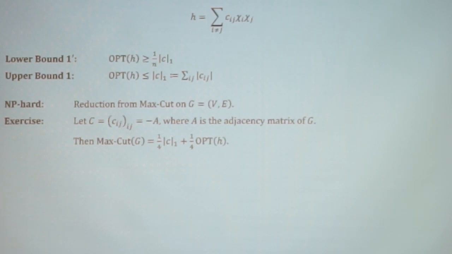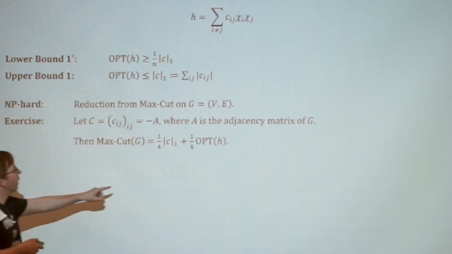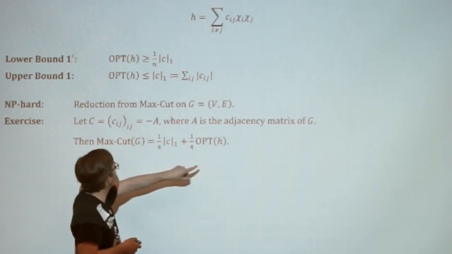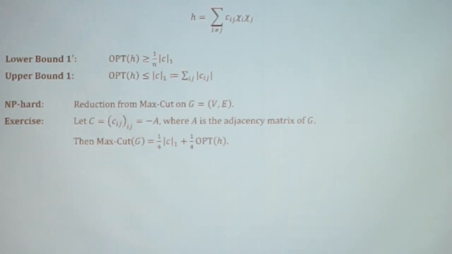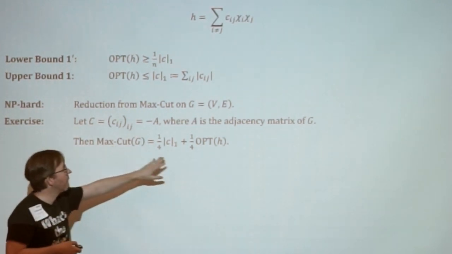Anyway, this is a number that you certainly know. You're staring at the graph, so you know this quantity. So optimizing this h that you get from the graph is the same as optimizing this. So if you can't hope to compute this exactly, you can't hope to compute this exactly.